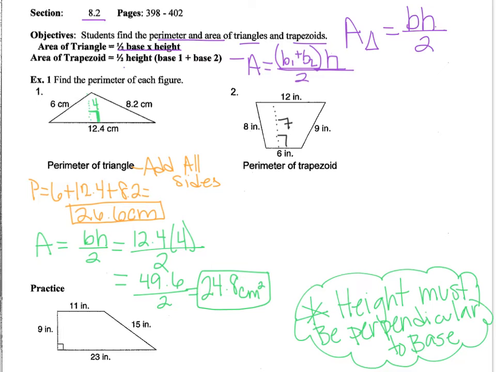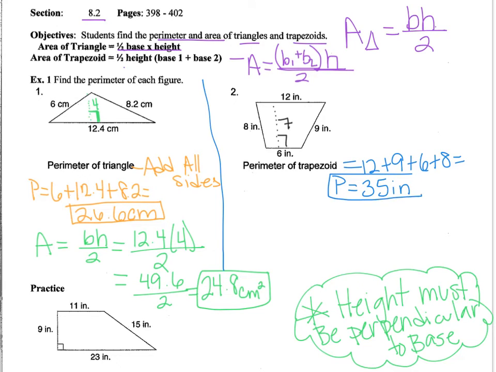Okay, now we're shifting over here to number 2. We have a trapezoid. So the perimeter for the trapezoid, again, is to add all the sides. So the perimeter is going to be 12 plus 9 plus 6 plus 8. Adding is a commutative property, so I can add that in any order that I want to come up with my sum. So the perimeter equals 35 inches, not squared because it is 1 dimension.